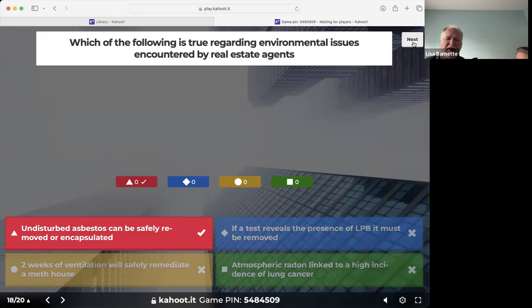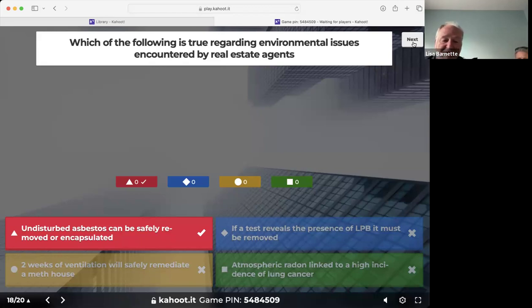Let's look at the other answers real quickly. If a test reveals the presence of lead-based paint, it must be removed. That's not true. Once a test has been done and reveals lead-based paint, the fact of the matter is that if the house goes back on the market, the seller's going to have to disclose it next time because they're obligated to disclose the known presence of lead-based paint. Having said that, they're not required to remove it.